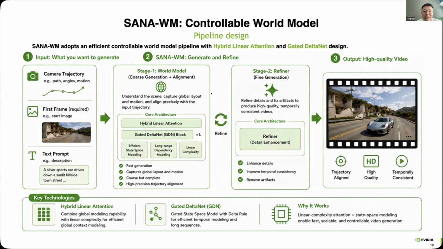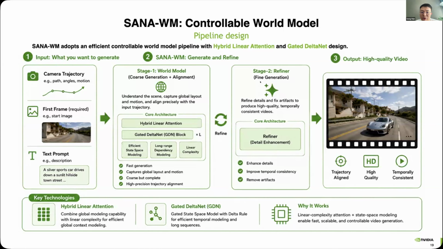The first step is coarse-grained generation to generate the big picture, understand the scene, capture the global layout and motion, and align precisely with the input trajectory. Again, it's using the hybrid linear attention using several gated delta net blocks with efficient state space sampling, supporting long range dependency modeling with linear complexity. So this architecture has fast generation and captures global layout and motion. It's coarse-grained, but it's complete and it has a high precision trajectory alignment.